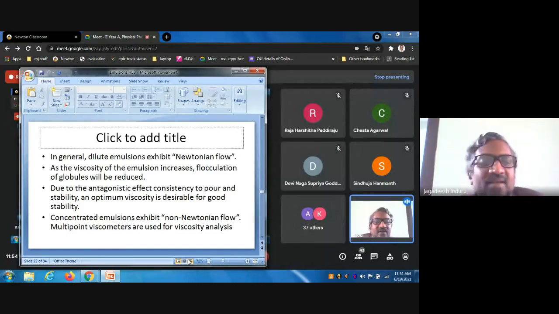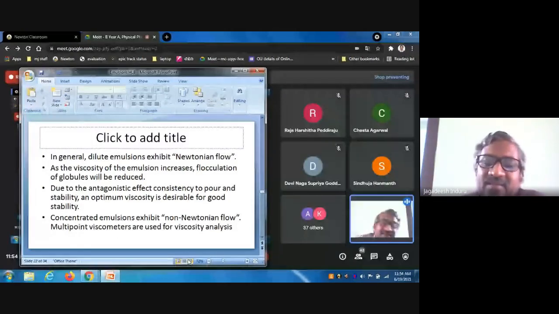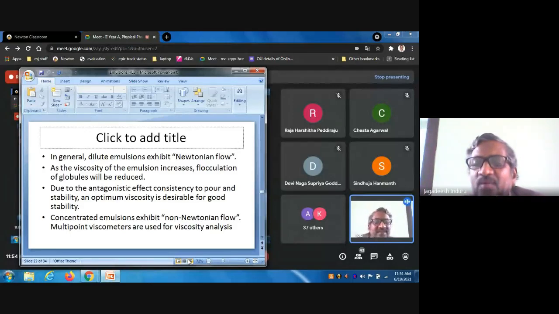But in the multi-point viscometers, you can change the RPM of the probes. Then you can see the impact on the velocity gradient, and you can find whether they are shear thinning systems or shear thickening systems. It means they are pseudoplastic or dilatant flow. You can determine this by using those equipments. These are all the rheological properties we need to consider in emulsion manufacture.